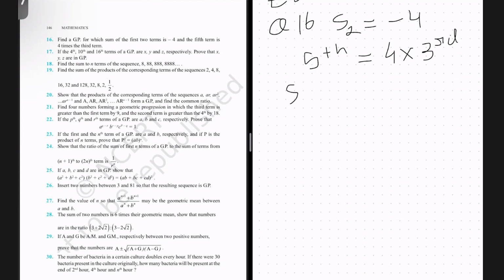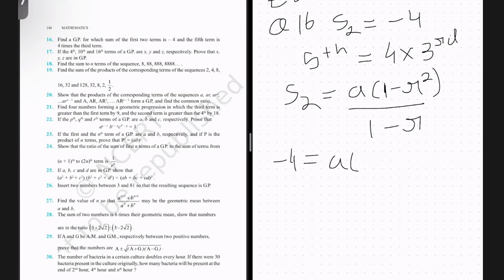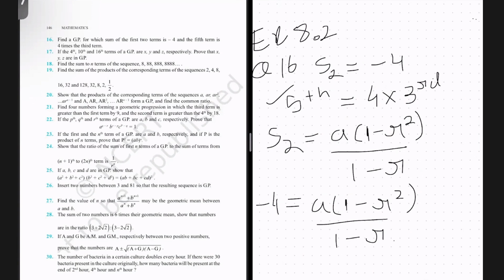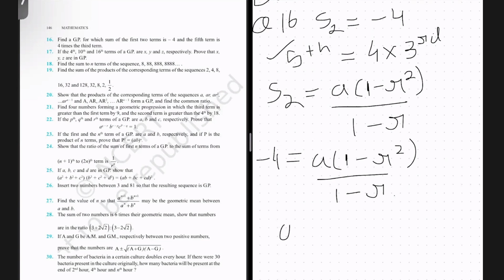So S of 2 would be represented as a(1 - r^n) upon 1 - r, with n equal to 2. And this entire expression is equal to -4. So equating this to -4, you have a(1 - r^2) over (1 - r). You also have this particular equation to solve for: the fifth term is equal to 4 times the third term. So the fifth term could be denoted by a r^4, and this could be written as 4 into a r^2, right?